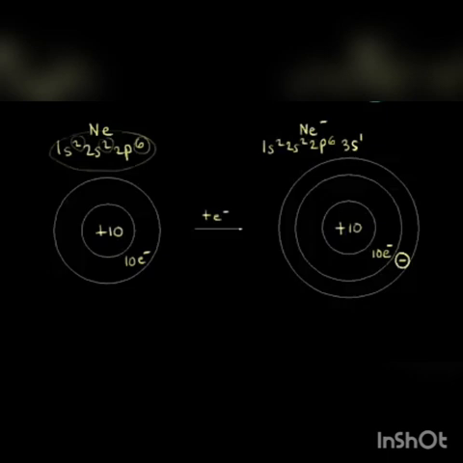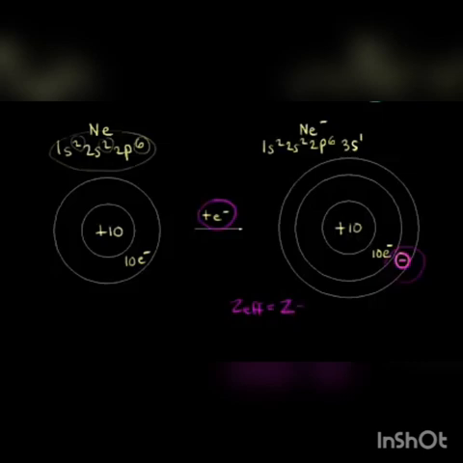So we have to try to add an electron to our neon atom. But if you think about the effective nuclear charge that this electron in magenta feels, the effective nuclear charge is equal to the atomic number, or the number of protons, and from that you subtract the number of shielding electrons.